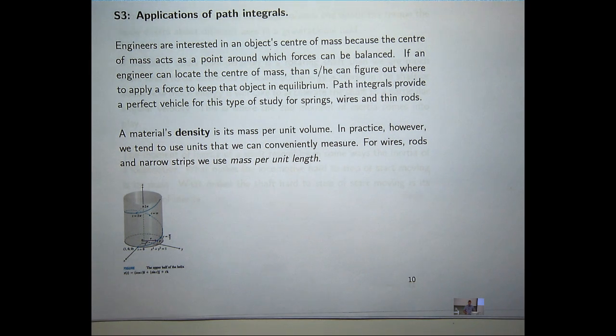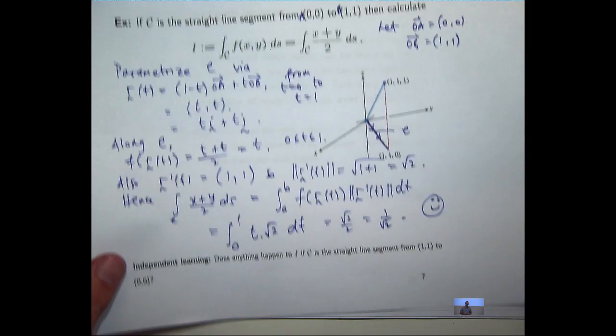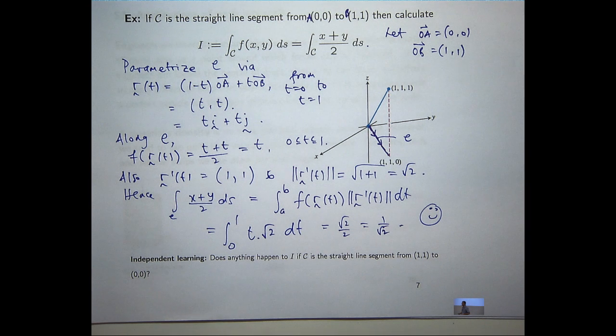Oh, actually, let me go back for a second. We're going to look at some applications, but before we do that, let's have a quick look at a geometric interpretation of what we've calculated. Now I've mentioned total mass of wires and coils and things like this, but in this particular example, it's actually even simpler than that.